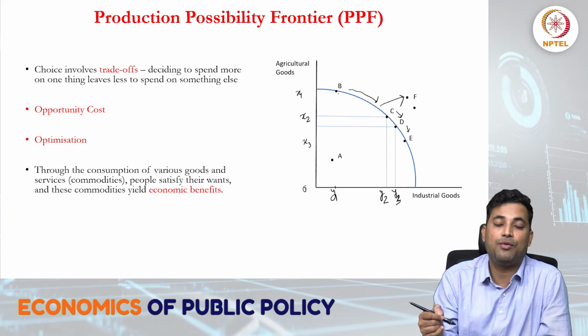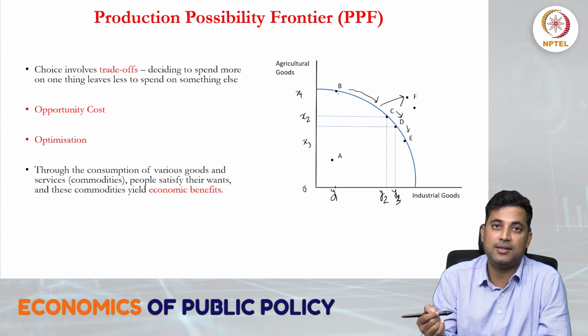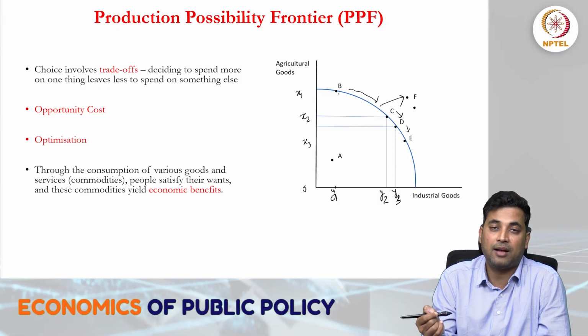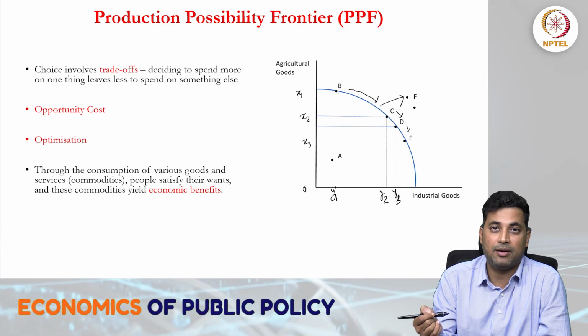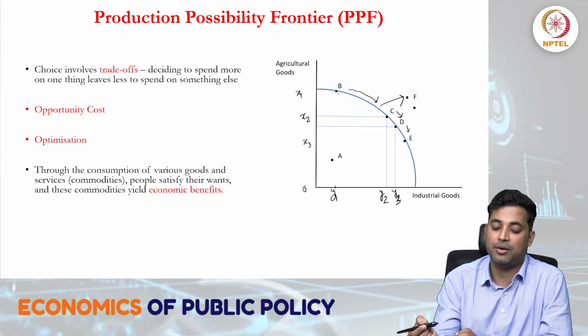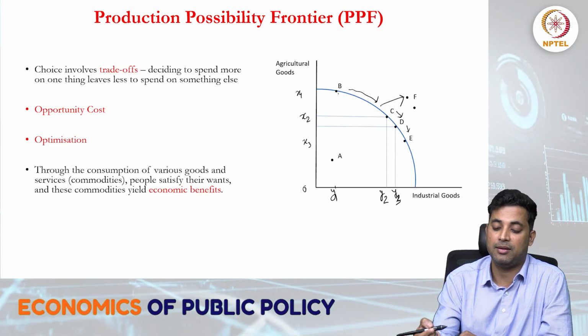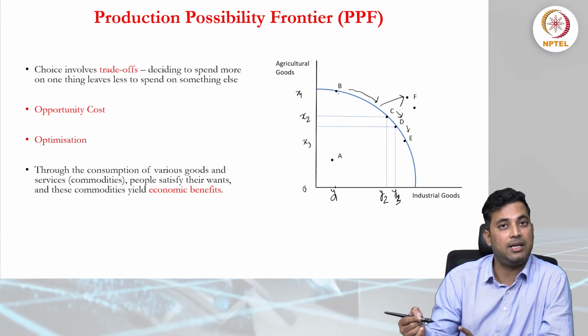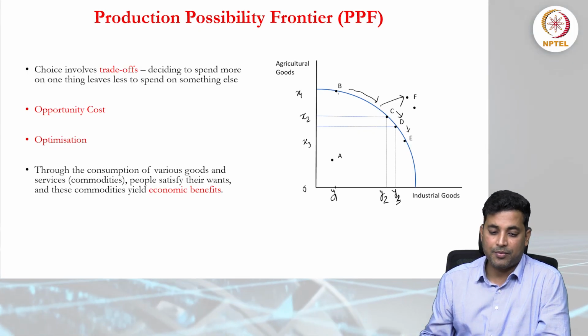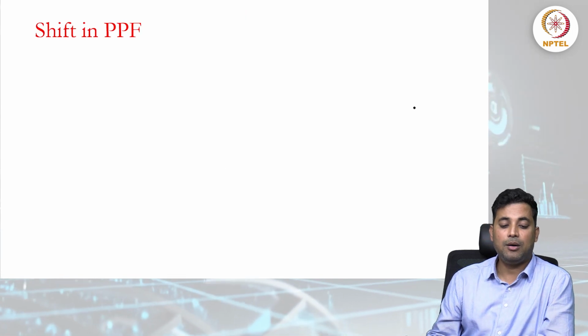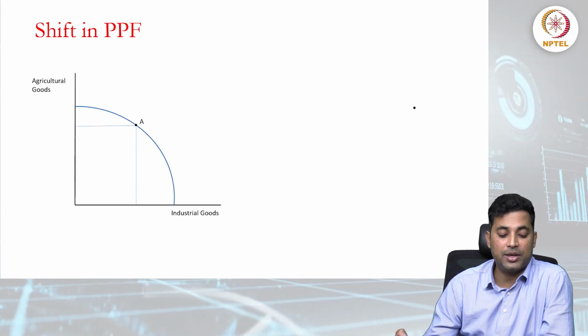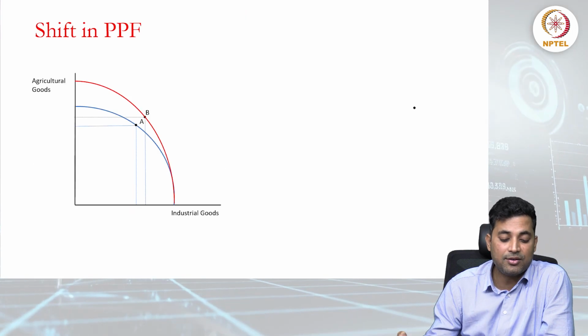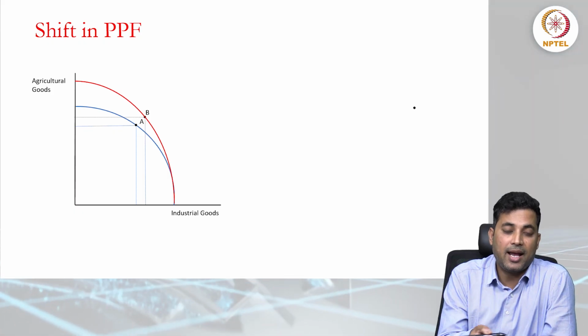Likewise, during COVID-19, efficiency and other resources were reduced, and therefore output reduced, and therefore there was an inward shift of the production possibility frontier. Now moving to the next, like how it shifts, this is one case where say point A and point B.